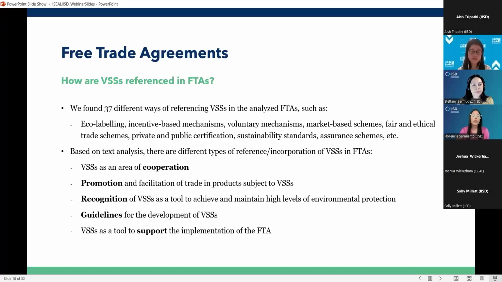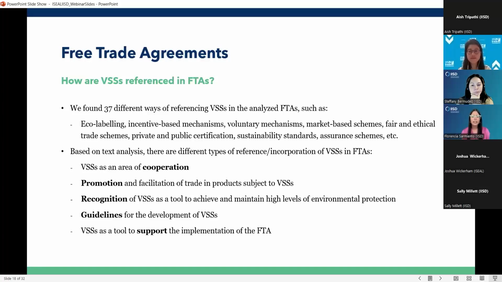There is also recognition. The parties may state and recognize that VSS can contribute to the achievement and maintenance of high levels of environmental protection, and sometimes also notably stating that they can complement national regulatory measures. Another interesting case of use is guidelines, where the parties state that they should encourage the private sector to develop mechanisms that are truthful and not misleading, based on international standards, good practices, and guidelines. And the last case of use that we found is VSS as a tool to support the implementation of the FTA.